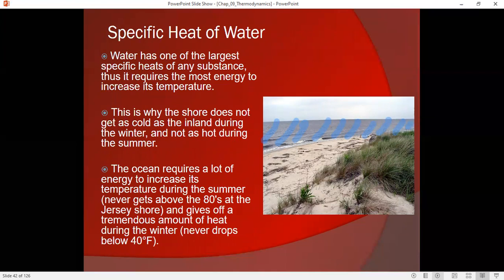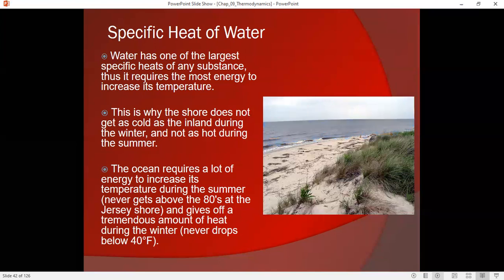Likewise, we can say the water is going to stay relatively cool during a heat wave because even though the air can be very, very warm and air doesn't have a lot of specific heat, it is going to take an incredible amount of energy to change the temperature of the water very much. So the water is going to keep absorbing heat, and on the shoreline, it's going to feel much cooler than it's going to be inland.